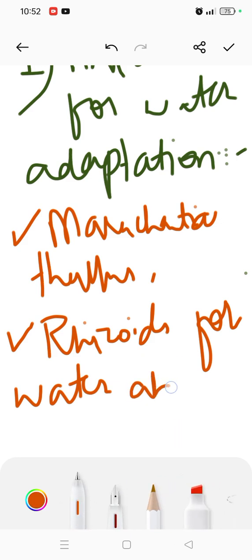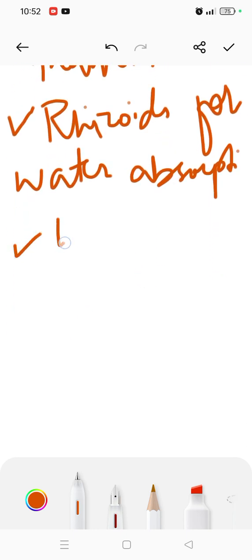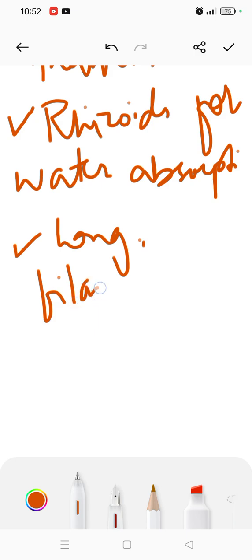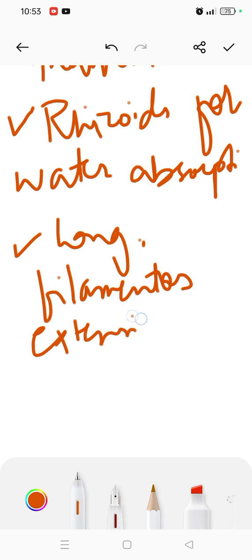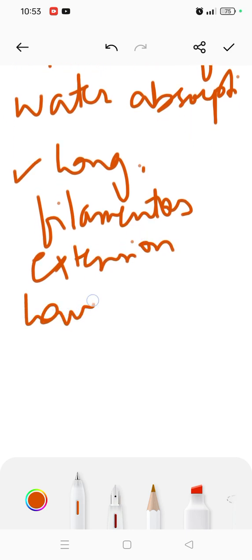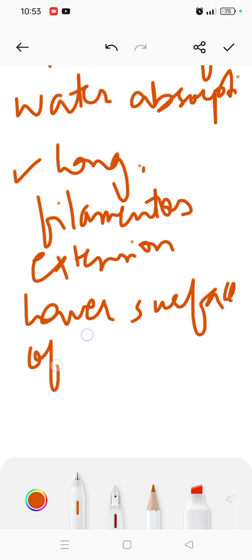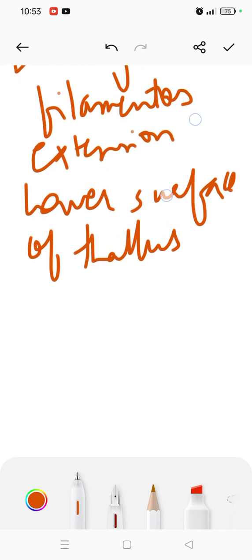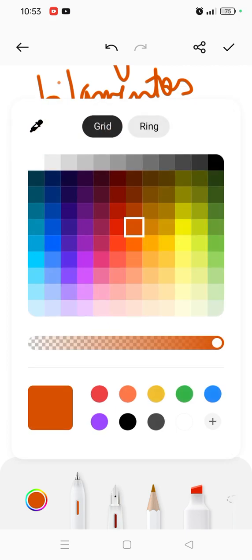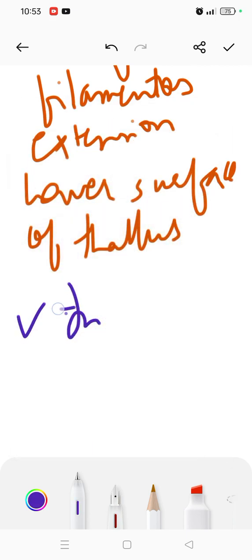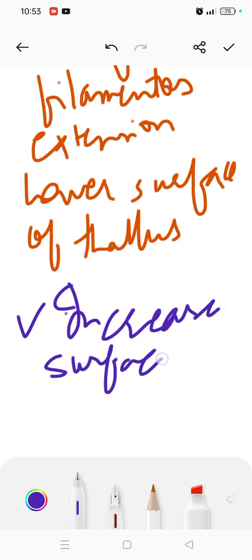They are long filamentous extensions on the lower surface of the thallus. On the lower surface of the thallus the rhizoid structure is present, and it increases the surface for absorption of water from the soil. It increases the surface for water absorption.